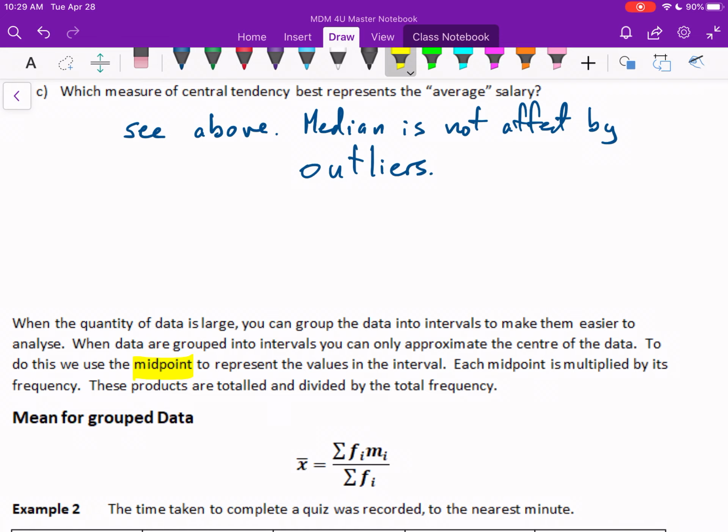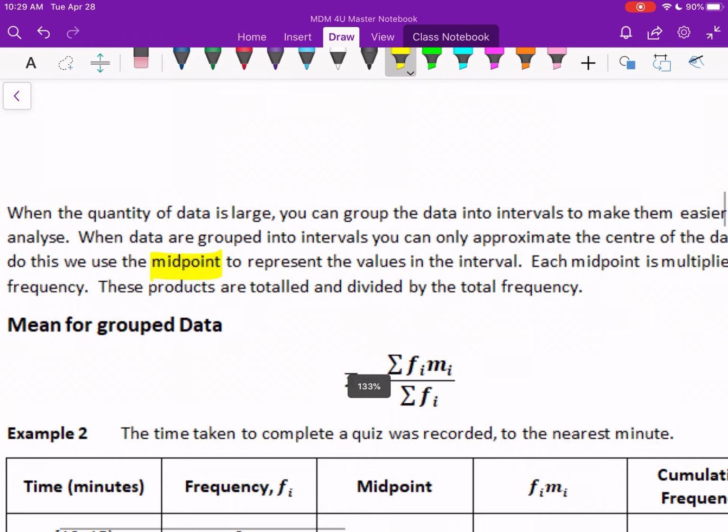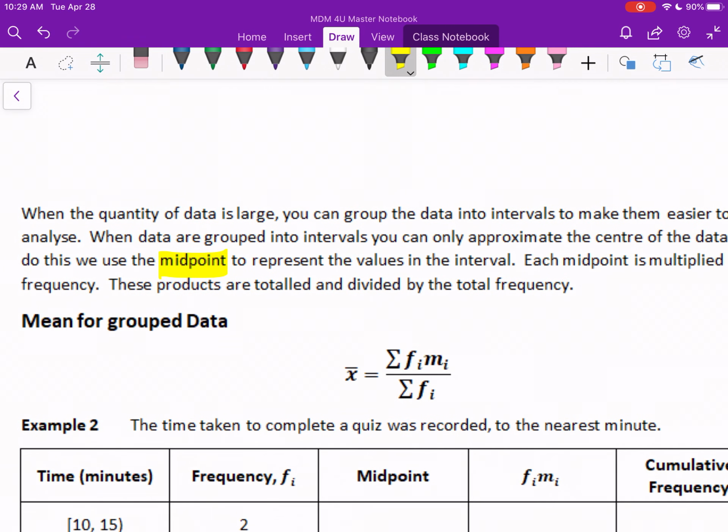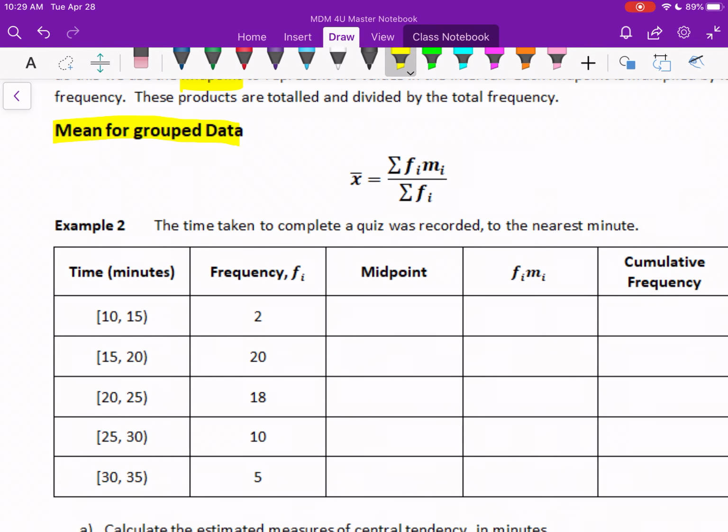Each midpoint is multiplied by its frequency. These products are totaled and divided by the total frequency. So here's a formula. This is for grouped data, all right? So if data is grouped, if we just have intervals, look at this example here. Just look down the first column on the left. It goes 10 to 15, 15 to 20, 20 to 25, and so on.